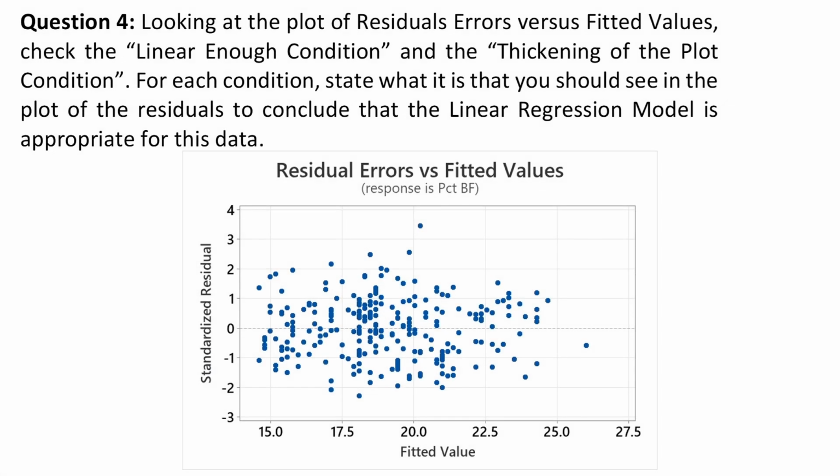Here we're looking at the residual. So on the horizontal axis, it's the fitted value. On the vertical axis, the standardized residuals. We need to see two things. One, we need to see that there is no trend of any kind in the residual, linear or otherwise. We also need to see that the spread in the vertical direction is about the same as you move from left to right. If these two conditions hold, then according to the linear enough condition and the thickening of the plot condition, we are okay. One might also test to see if the distribution of the residuals is consistent with a normal distribution, but for this skill check, I did not include that.